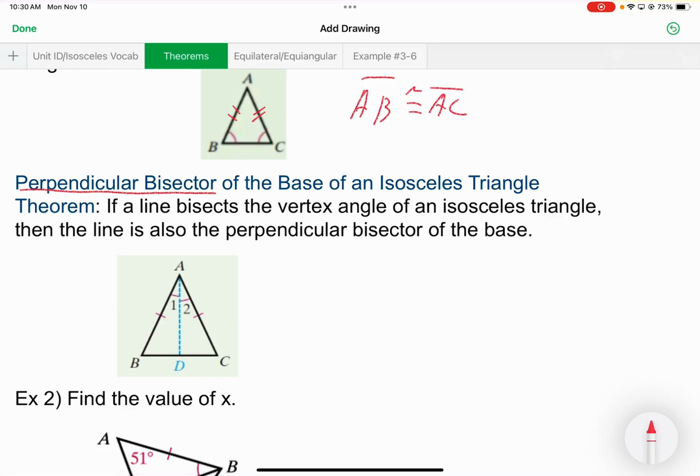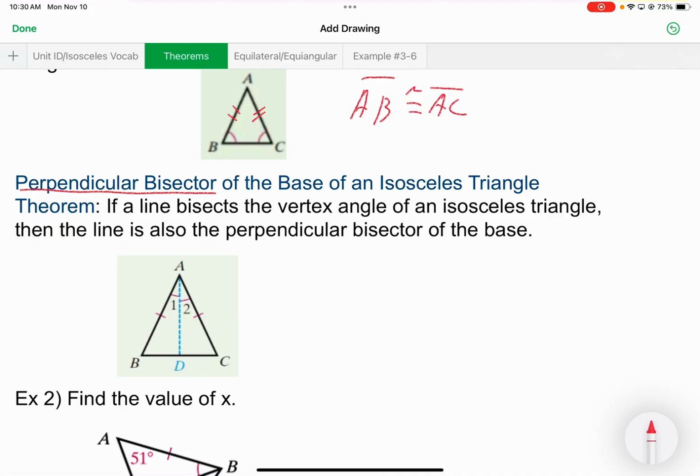Okay, so if I do that of an isosceles triangle, then it says this: if a line bisects a vertex angle of an isosceles triangle, then the line is also perpendicular to the bisector of the base. So if you have an isosceles triangle and you know that the vertex angle is being bisected, then we can also assume that the base at the bottom is being cut into two equal parts with a right angle.